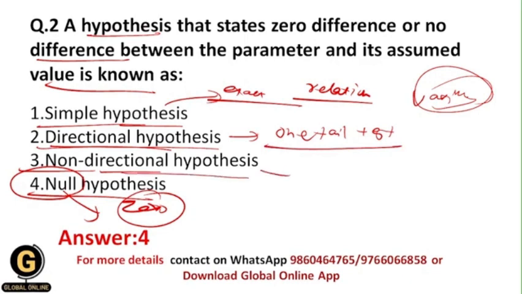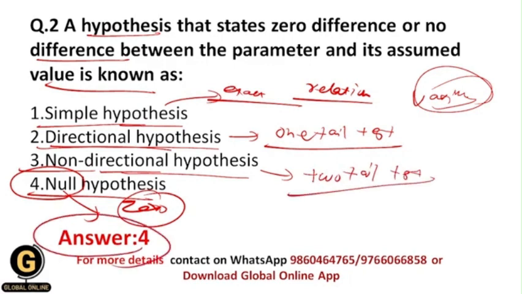So this is exactly opposite to the directional hypothesis, because here the hypothesis does not state the direction of the results of the test, and that's why this hypothesis is tested by a two-tail test. So your correct answer should be 4, students, which is the null hypothesis.